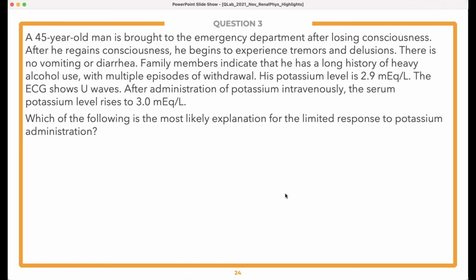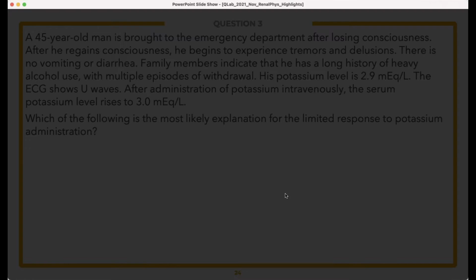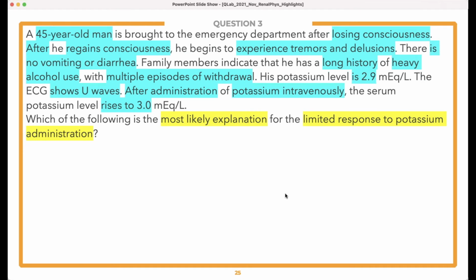Thank you, Jeff. So once again, we're going to go ahead and show you what we think are the important clues in this vignette and the lead-in. And so once again, starting off with demographics. So this is a 45-year-old male. He was brought in because he lost consciousness, okay? So you want to remember that very first presenting sign and symptom, they lost consciousness. They tell us a little bit more about what happens after he regains consciousness. They give us some other medical history, some social history, and then some important lab findings.